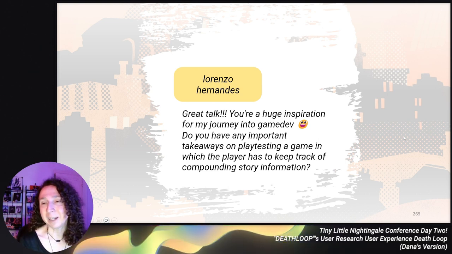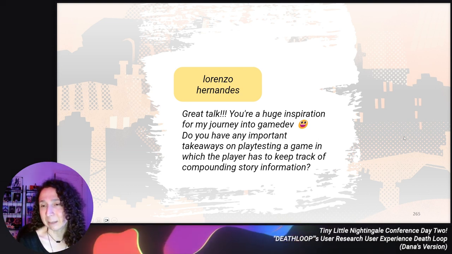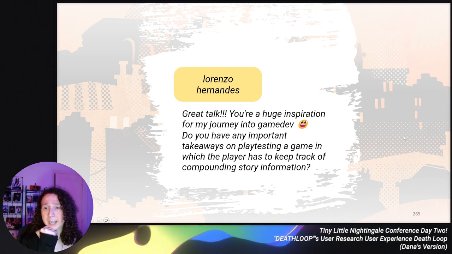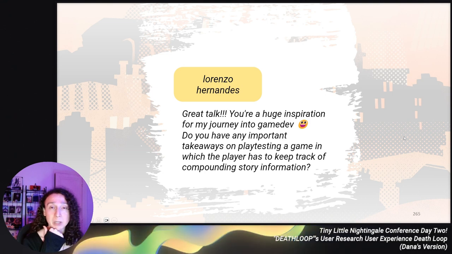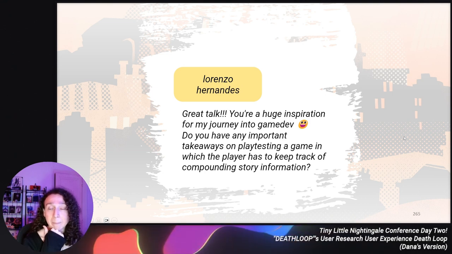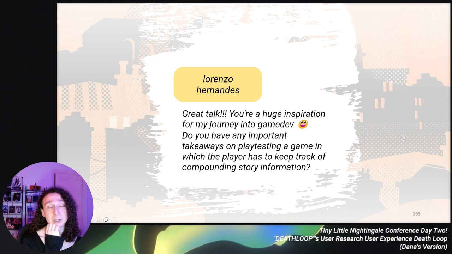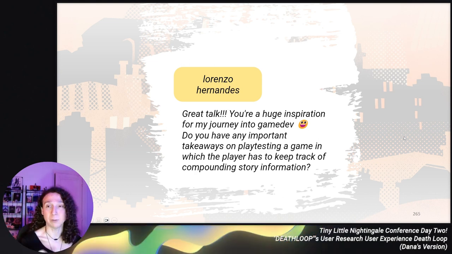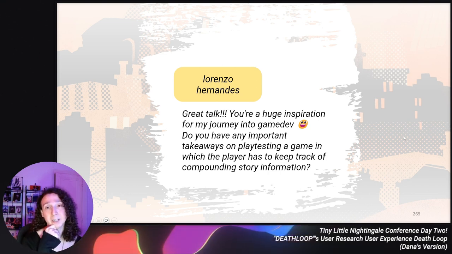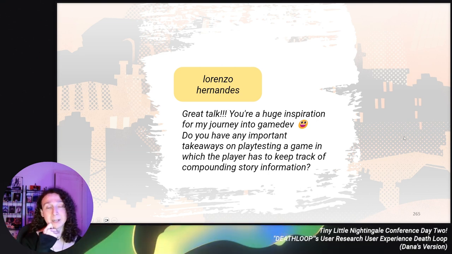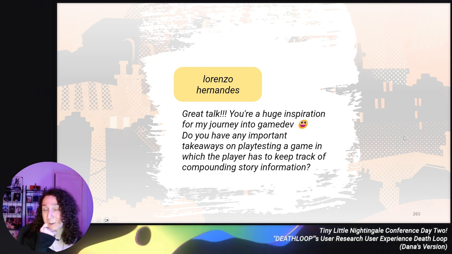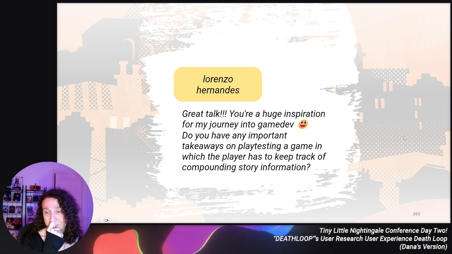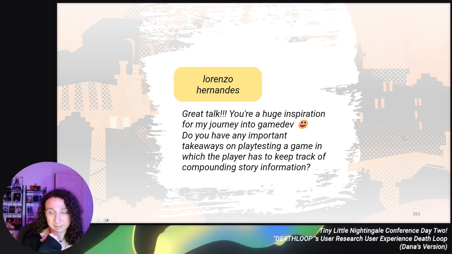Do you have any important takeaways on playtesting a game in which the player has to keep track of compounding story information? There's a takeaway that I try to tell everyone all the time and no one believes me, which is that no player remembers a single goddamn thing from the first 30 minutes of your game. You have to repeat, you have to refresh, you have to remind, you have to reintroduce. If you introduce a character in the first scene, the next time the player sees that character, they'll have no idea who they are. Repetition, refresh. I feel like that's the main thing that gets taken for granted.